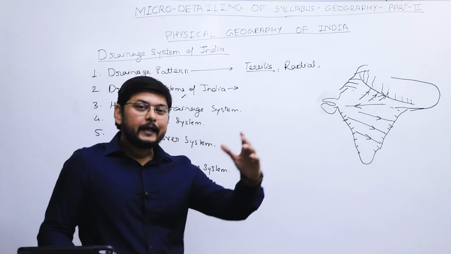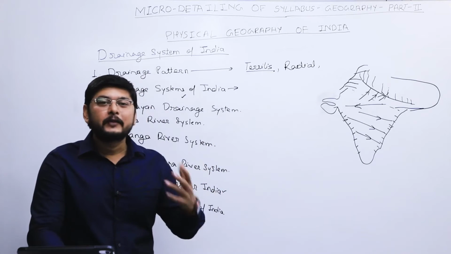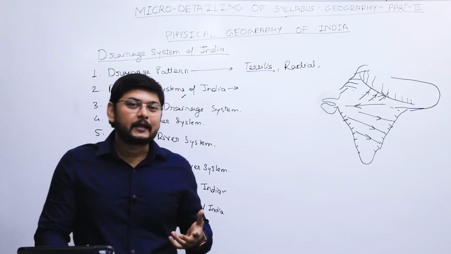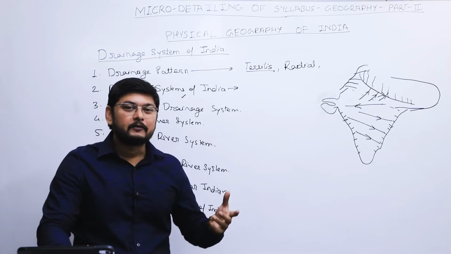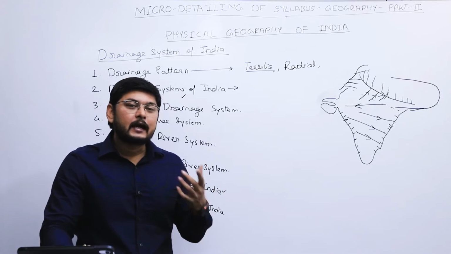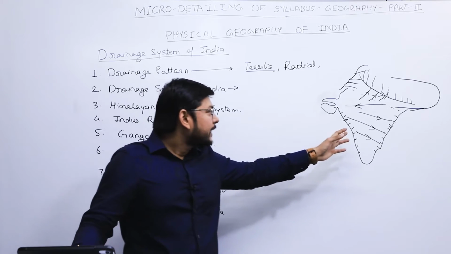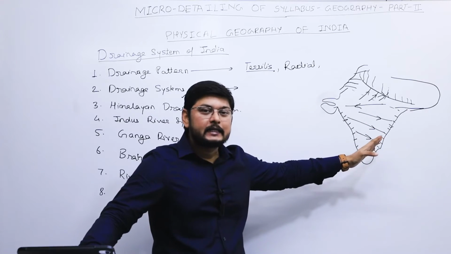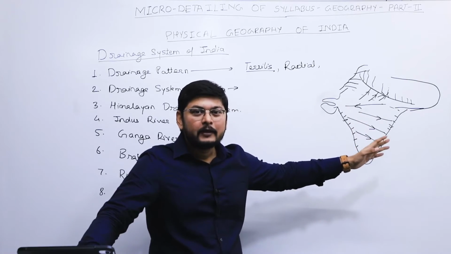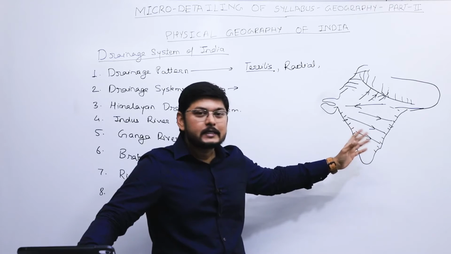For example, in Goa, we have the Mandovi River and the Zuari River. In Karnataka, we have the Shravati River. These are small rivers, originating from the Western Ghats and flowing westward. On the eastern coast, we have the Vegai River. We have different river systems here.